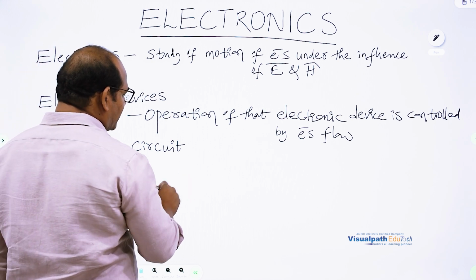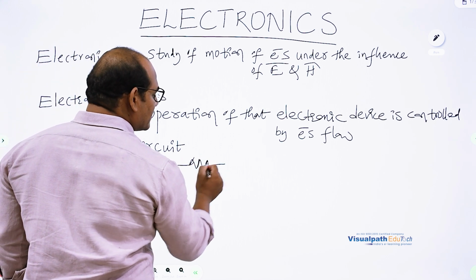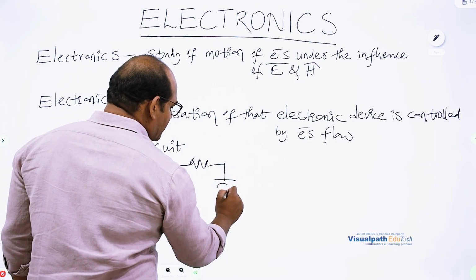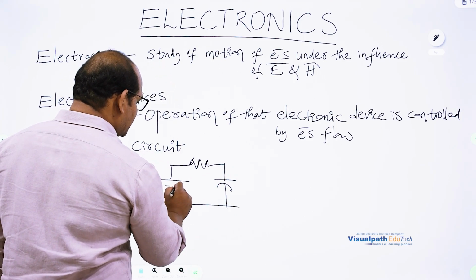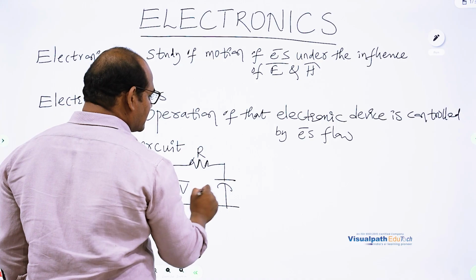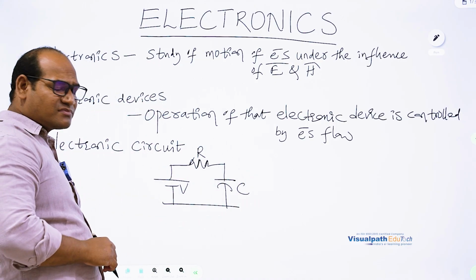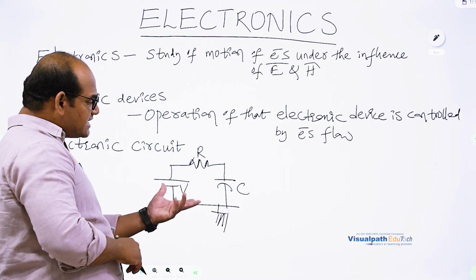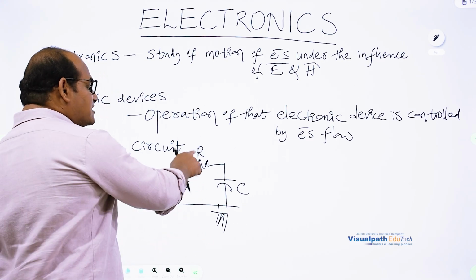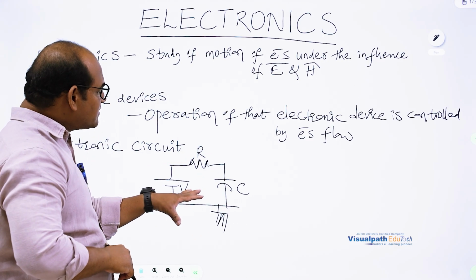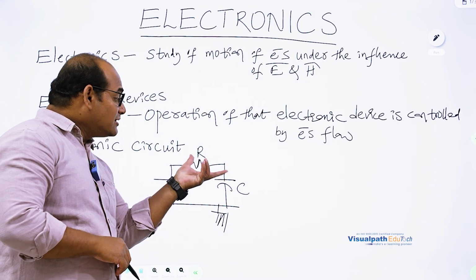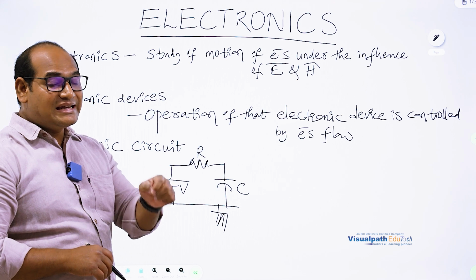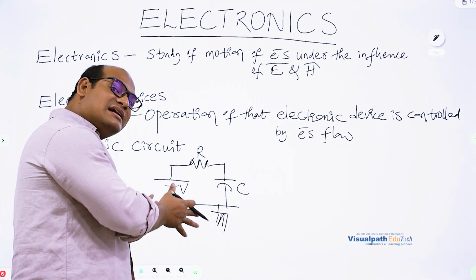Then we will see what is an electronic circuit. For example, if I take one resistor, this is the resistor symbol, you already know. One capacitor I am taking, and here a certain supply V volts has been given, with resistor R and capacitor C. Can we say it is an electronic circuit? No, we cannot, because resistor and capacitor, these two elements available in this particular circuit are electrical elements. So it is called an electrical circuit.